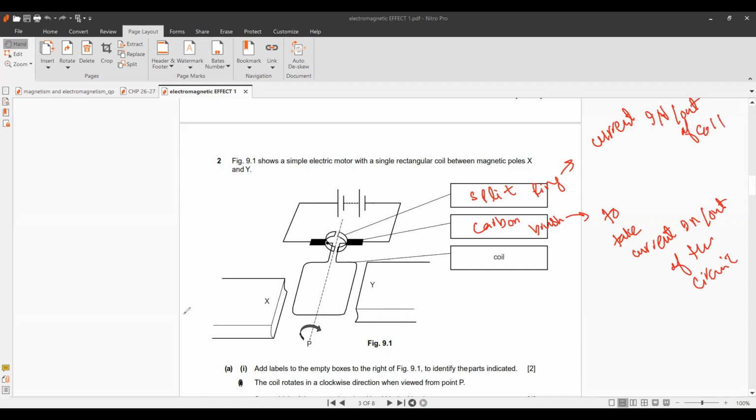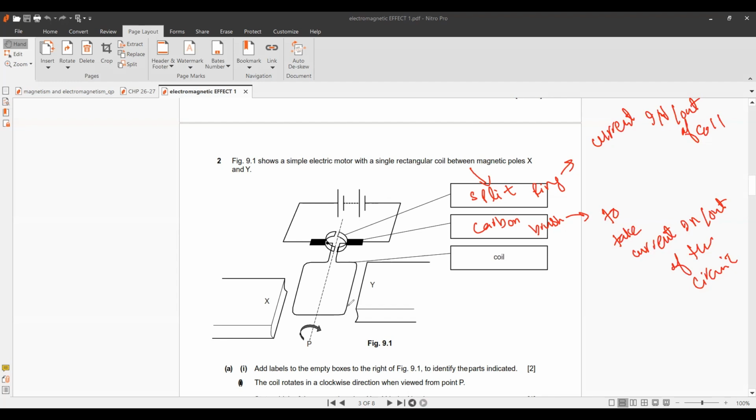Also, you explained slip rings, not split rings. Split rings are used to keep the direction of current in the coil the same. I only said don't mix split rings with slip rings.